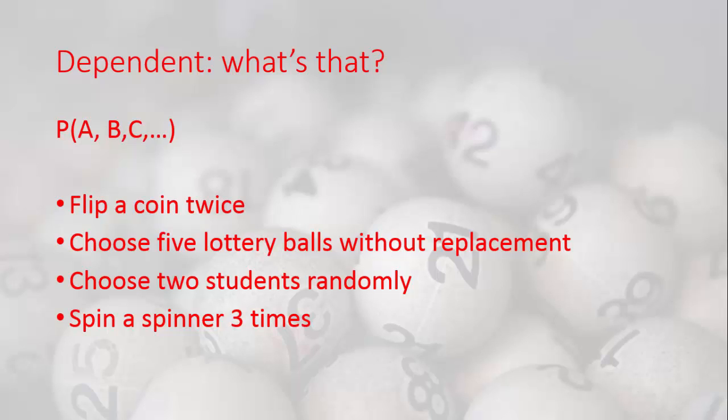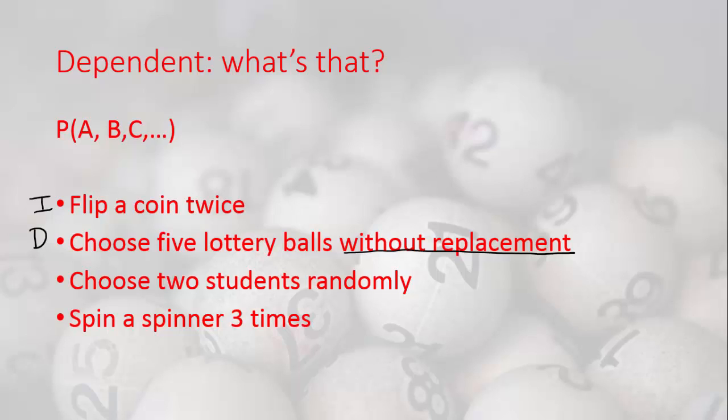Flipping a coin twice. These are not dependent events because no matter how many times you flip a coin, it has no effect on the next flip. These are independent events. Choose 5 lottery balls without replacement. Whenever you see without replacement, that's dependent events for sure. If you don't put the first lottery ball back in before you draw the second one, it has changed the number of balls available. It has also changed the numbers that are available. And so those are dependent events.